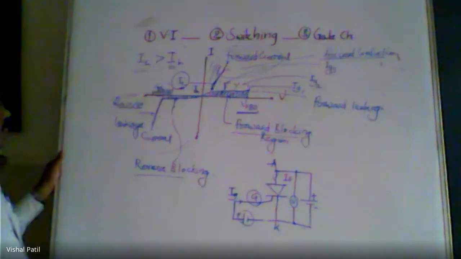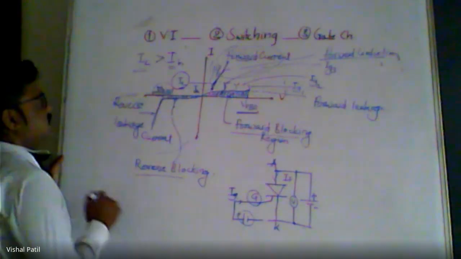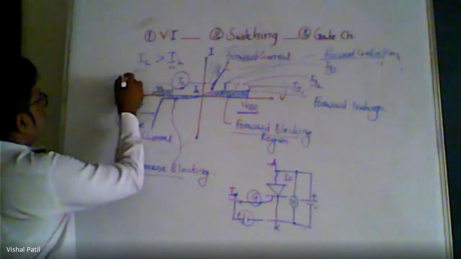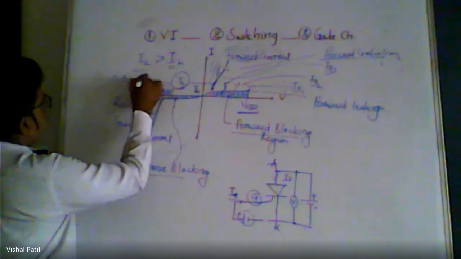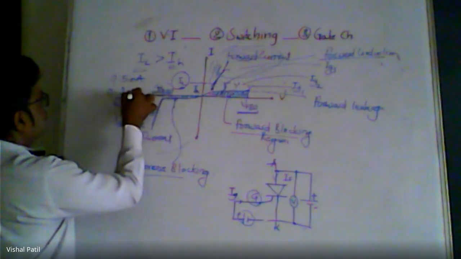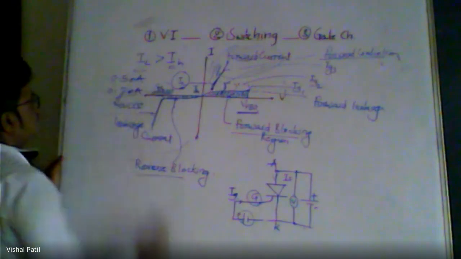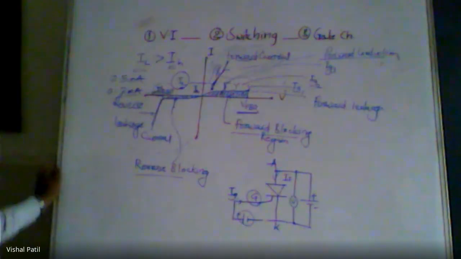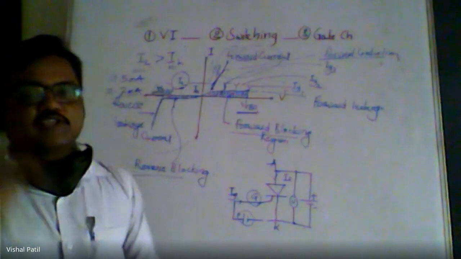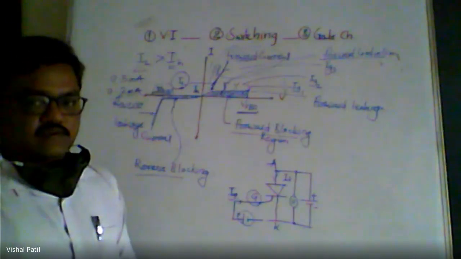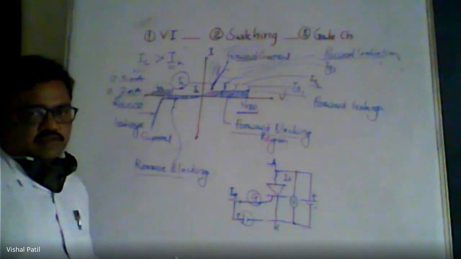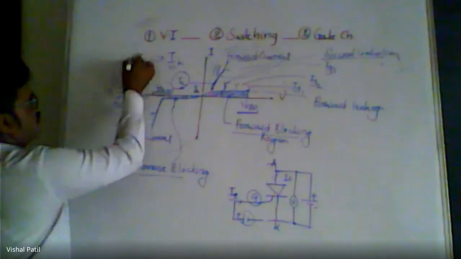So if we say latching current is like 0.5 milliampere, then holding current is like 0.3 milliampere or 0.2 milliampere, like that. So if we compare for the same device, latching current is always greater than the holding current, or vice versa, holding current is always less than the latching current. This relation is very important.